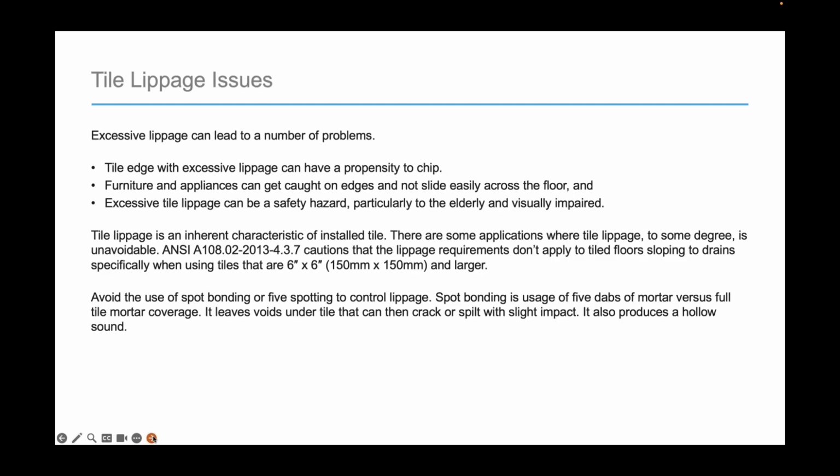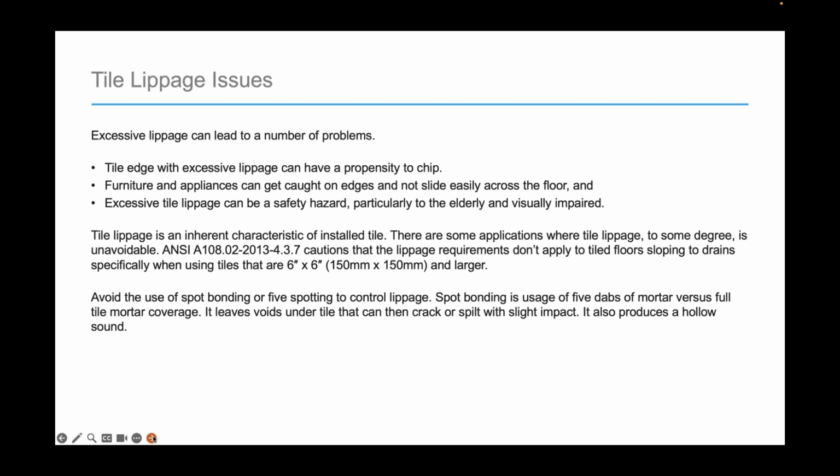Some tile lippage issues: excessive lippage can lead to a number of problems. Tile edges with excessive lippage are prone to chip. Your furniture and appliances can get caught and again chip the tile. And also excessive lippage is a safety hazard for the elderly, the vision impaired, or me for being clumsy.